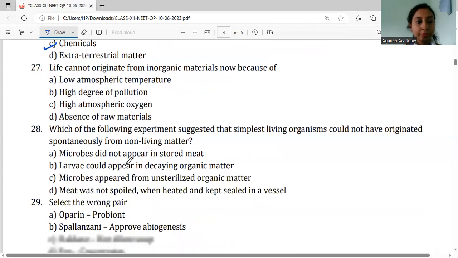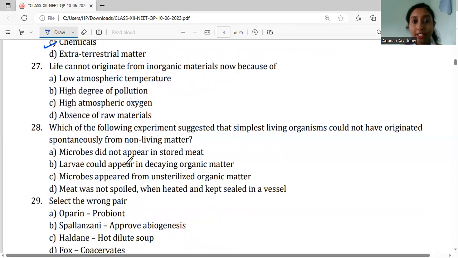Then question number 27: life cannot originate from inorganic materials now. Initially we know abiogenesis happened from inorganic and organic materials, but now this is not possible. If we recall the primitive earth conditions, the temperature was very high and there was a reducing atmosphere, in the sense that there was no oxygen, and there was water vapor, right? Also, there were a lot of thunderstorms. All these factors led to the origin of life. But now why is it not happening? Because the atmosphere has high atmospheric oxygen. From the reducing atmosphere, the atmosphere has now become an oxidizing atmosphere. Because of this reason, life cannot originate now.